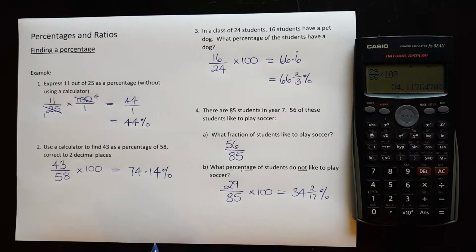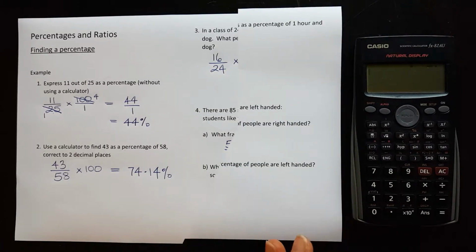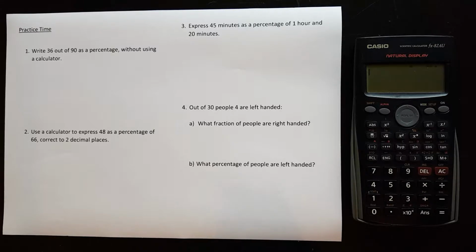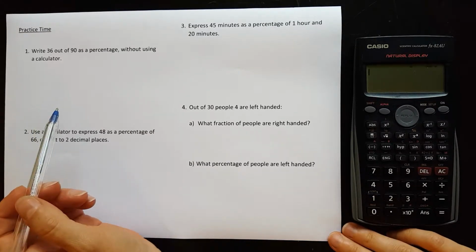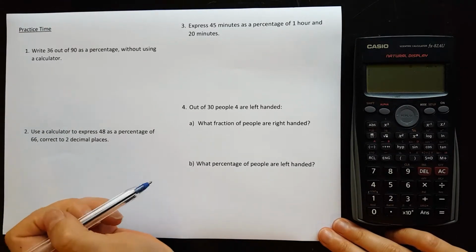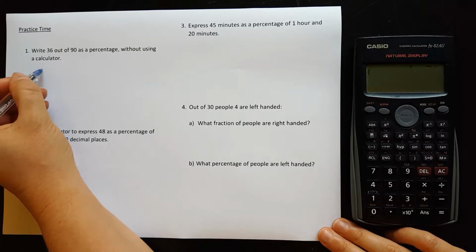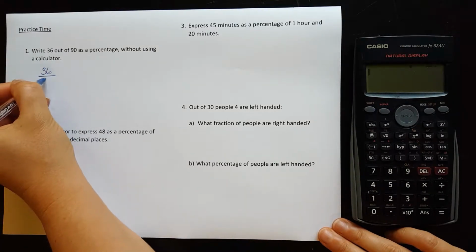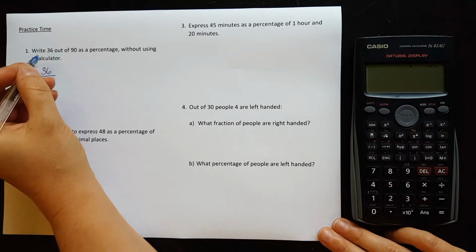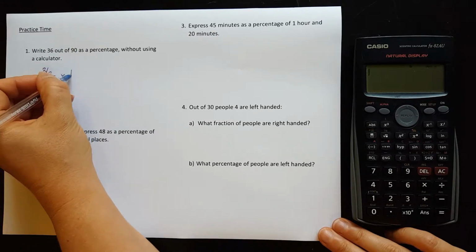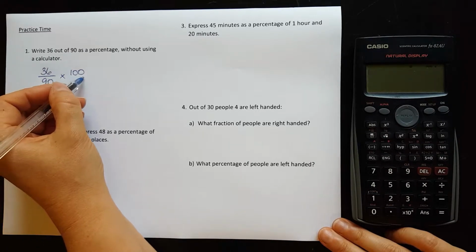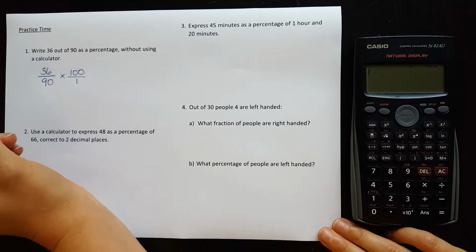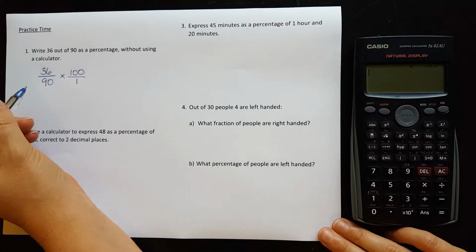Okay, time for you to try some of these. Pause the video and try these few questions to see if you can remember what we've learnt today. So for question 1, write 36 out of 90 as a percentage without using a calculator. So 36 out of 90 can be written as a fraction. To make it a percentage, we want to multiply by 100. Because we're not allowed to use a calculator for this one, we're going to turn this into a fraction as well by putting it over 1. Then we're going to try to simplify.